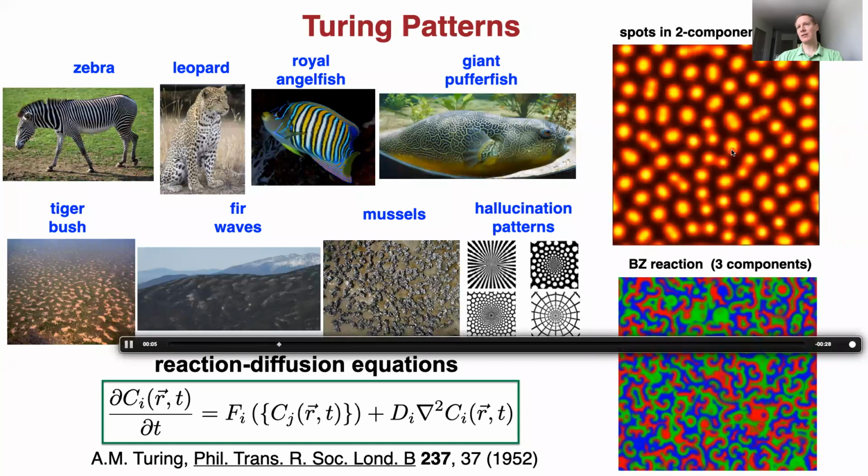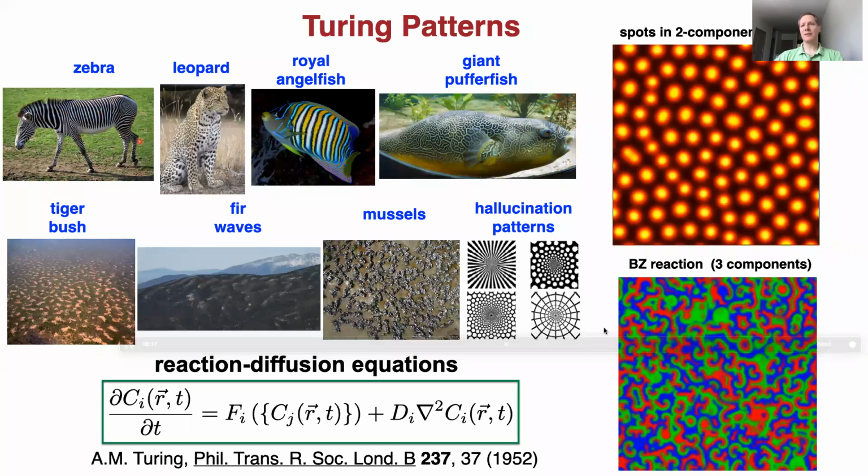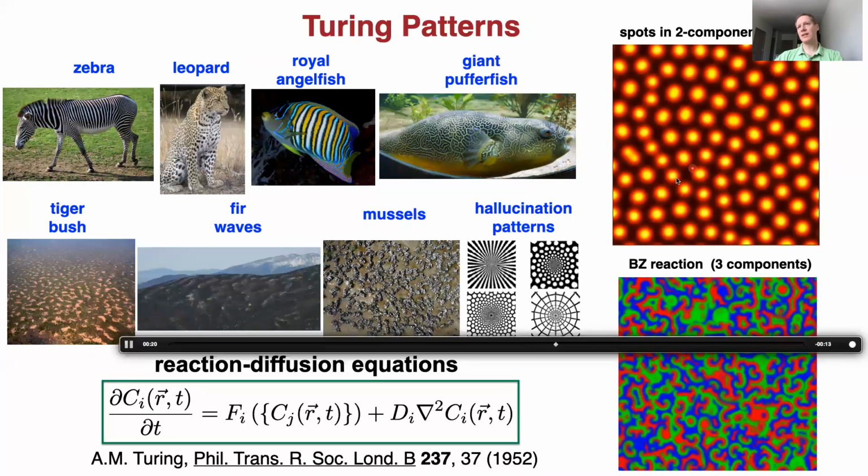So the color is just indicating the concentration of one of the molecules. And if I change these functions, I could get spots, but I can also get stripes. And what you notice here is that over time, this pattern just became static. And this is typically what happens when you have two components. And this is also what often happens when you have more components.